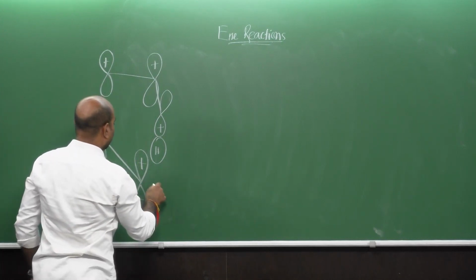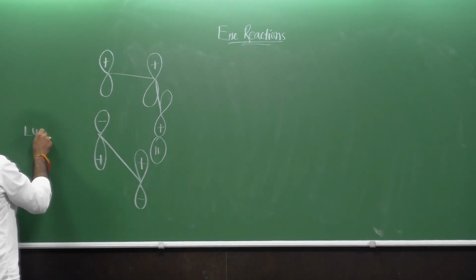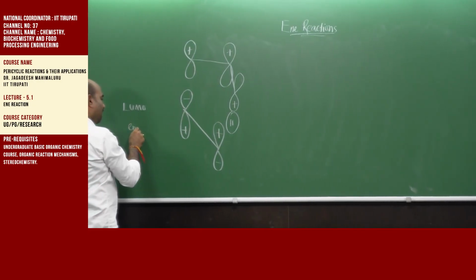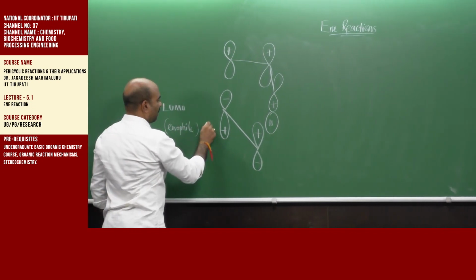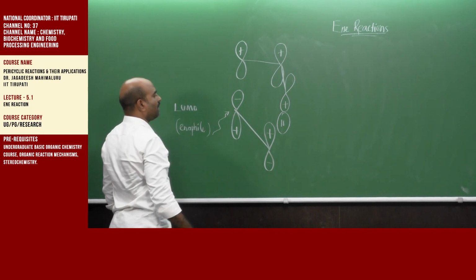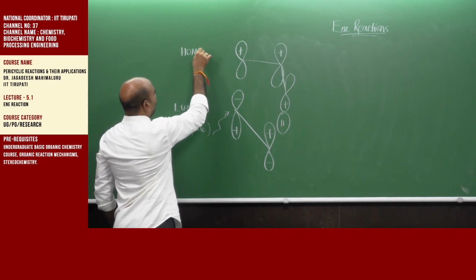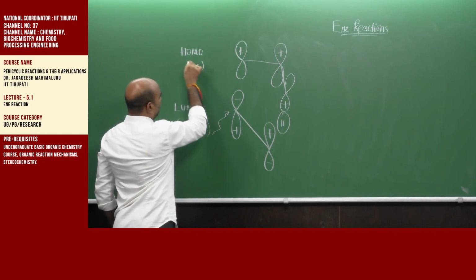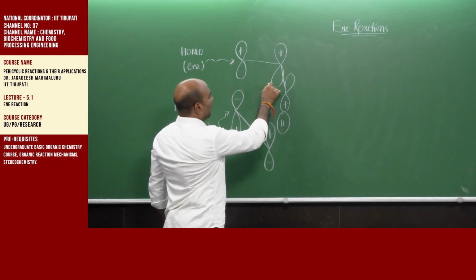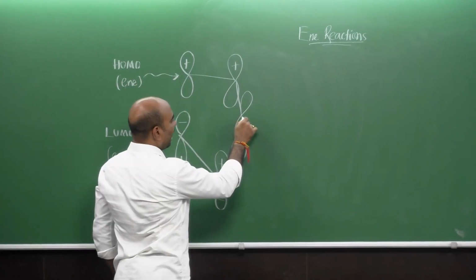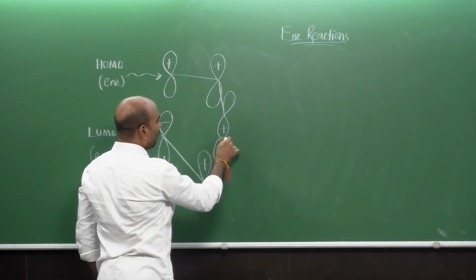So, this is the LUMO from the enophile. This is the HOMO from the ene component, right. So, HOMO from the ene is selected, which has the allylic hydrogen. So, this is the allylic hydrogen carbon bond, right.